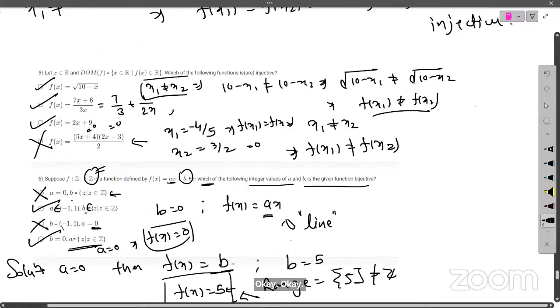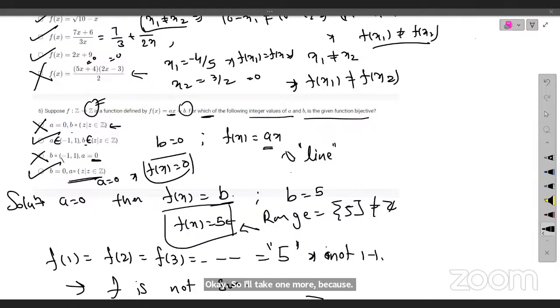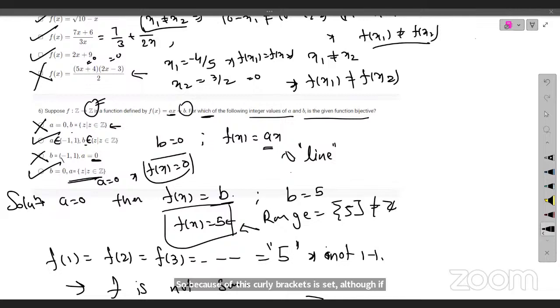If you don't mind, taking one more question from activity 5. Okay, so I'll take one more, since we just have covered one activity, right? So it is given a equals minus 1 comma 1. Does it mean that all the values between minus 1 and 1 are included, or individually minus 1 and 1 is substituted? Individually minus 1 and 1, because this curly bracket is there and comma is there, so because of this curly bracket it's a set. If some closed bracket is there, then it will be an interval, right? So that's why you have to take only individual values, although it's already mentioned that a and b are integers.